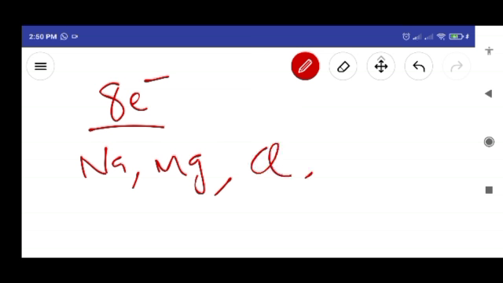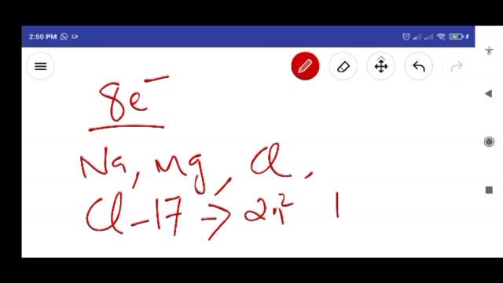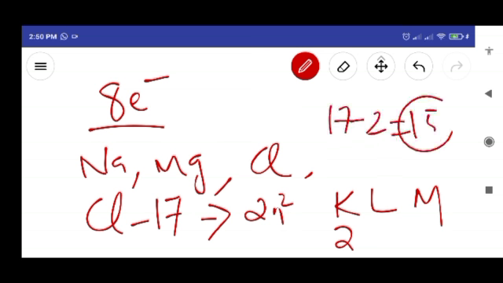Chlorine. We'll see with chlorine. Chlorine's atomic number is 17. So what will be its electronic configuration? That is 2n square, K, L, M. We will write like this. In the first shell, the K shell, 2 electrons. Totally 17 electrons are there. So 2 electrons in the K shell. So 17 minus 2, 15 electrons are left.